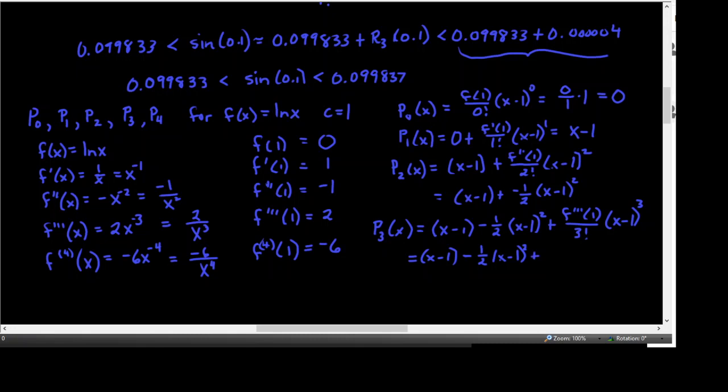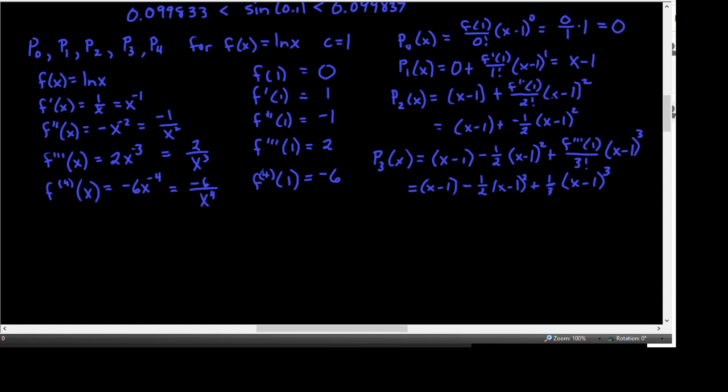So the third derivative evaluated at 1 is positive 2. 2 divided by, see, 3 factorial is 3 times 2 times 1 is 6. So 2/6 reduces to 1/3 (x minus 1) cubed.